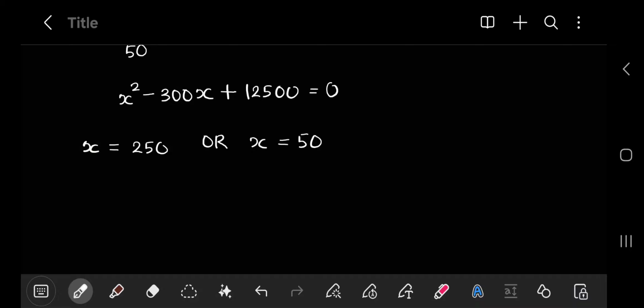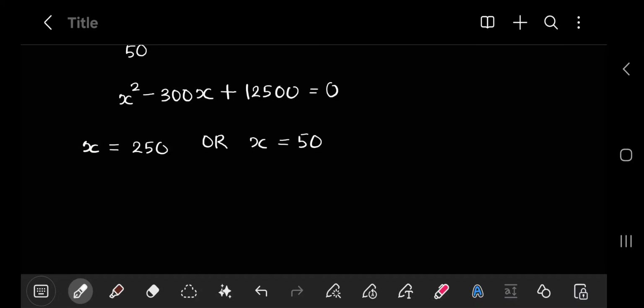Now here's the thing, we have two values. And remember, x in this question represents bicycle production per week. So this says that either they can produce 50 bicycles or they can produce 250 bicycles. But we are concerned with the bicycles that make maximum profit. At this point in time, we don't know. It could be 50 bicycles that gives them maximum profit, or it could be 250. But obviously, we have to use a calculation to show this.